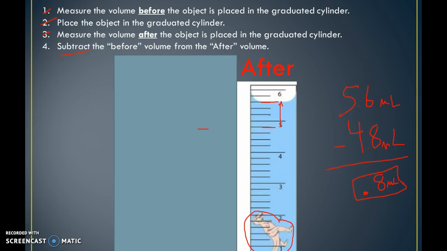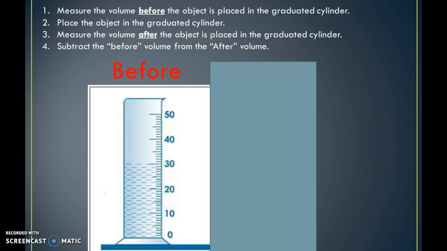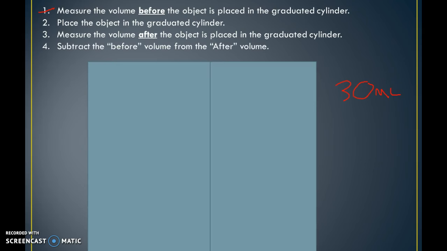But we're going to do one more. So let's try one more. So if we go to the next slide, we have our before picture. Measure the volume before. So here we go again. We're right on 30. So let's go 30 milliliters. That's our before. Let's cross that one off. Place the object in. Let's see what we have after.